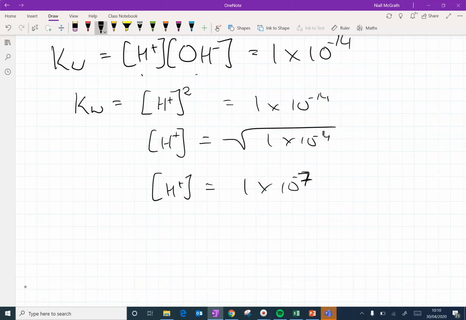You can work that out in your head as well. If you want to get to 1 by 10 to the minus 14 by multiplying two numbers together that are in equal amounts, that is the answer you would get. Because if that's your concentration of H plus, and you want to multiply something to get 1 by 10 to the minus 14, that means OH minus is also 1 by 10 to the minus 7.